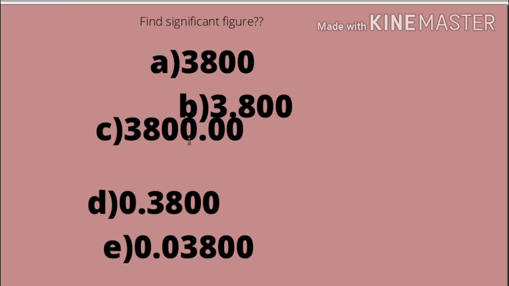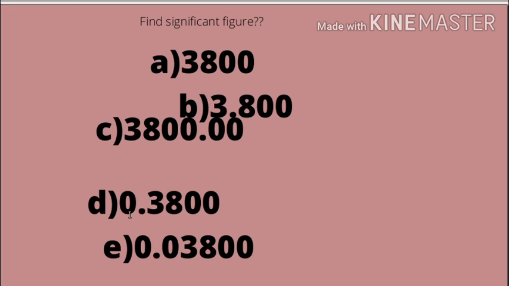See, 3800.00. Now again, this represents that you are confident about this measurement, and its significant figures will be how much? 1, 2, 3, 4, 5, 6. It will have 6 significant figures. Understand? Now what about this?